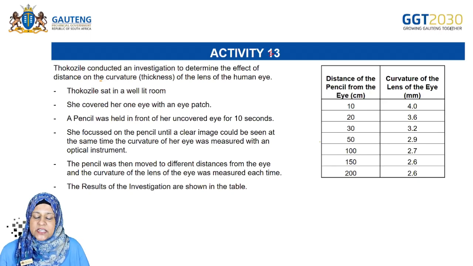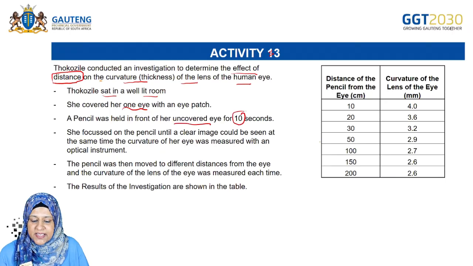Tokozile conducted an investigation to determine the effect of distance on the curvature or the thickness of the lens of the human eye. Distance, okay, we are looking at distance, but let's see. She sat in a well-lit room. She covered one eye with a patch. A pencil was held in front of her uncovered eye for 10 seconds. She focused on the pencil until a clear image could be seen. At the same time, the curvature of her eye was measured with an optical instrument.